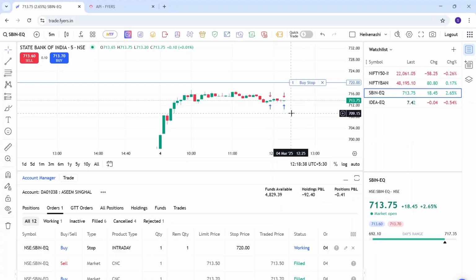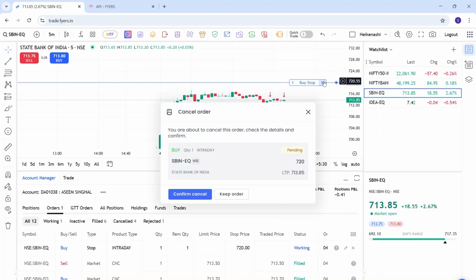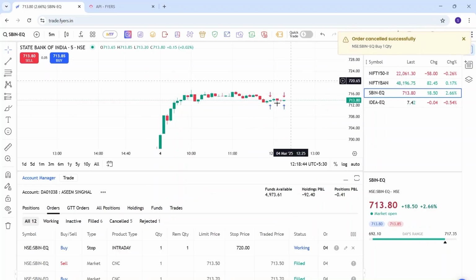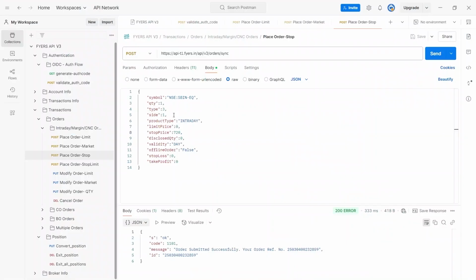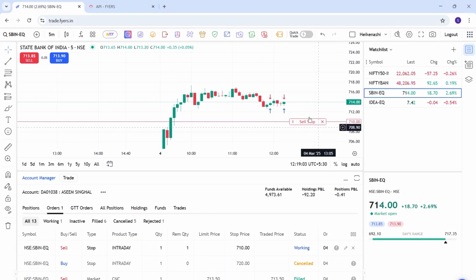Similarly, if I want to put a sell stop order, that means let's say I have taken a buying trade already. So I'm going to cancel this now. Let us say I have already taken a buying trade, and I want to put a stop loss of, let's say, 710. Then in that case, what I will have to do is put this as -1, and put the stop price as 710, save it and send it, and you will see it has submitted the order and we have a sell stop order now. That means if the market reverses, this is going to be my stop loss.